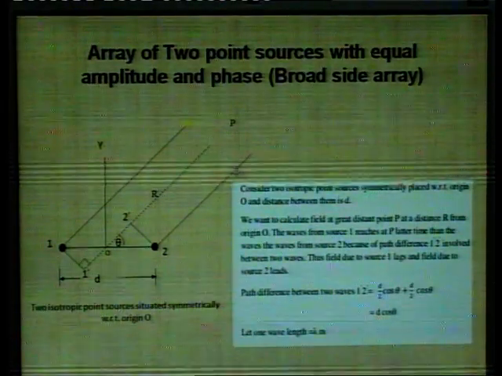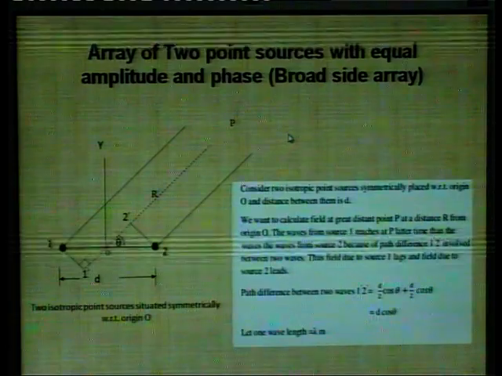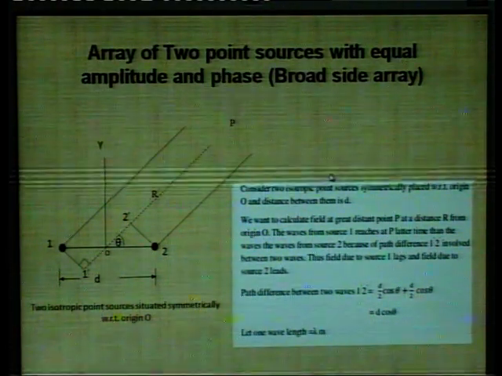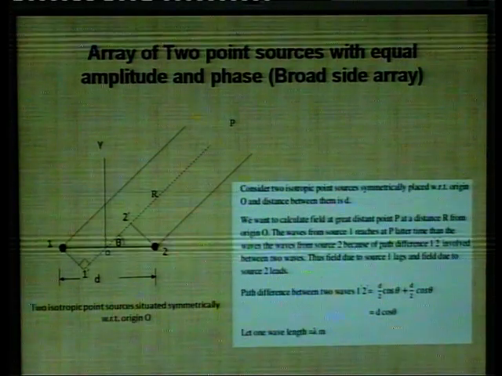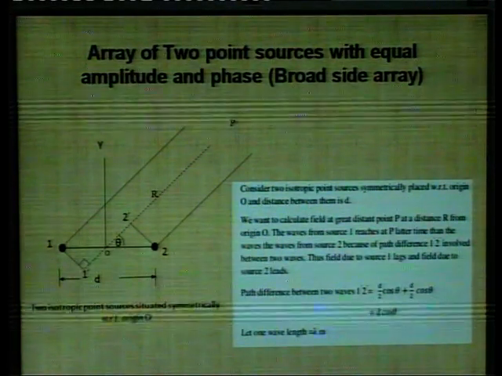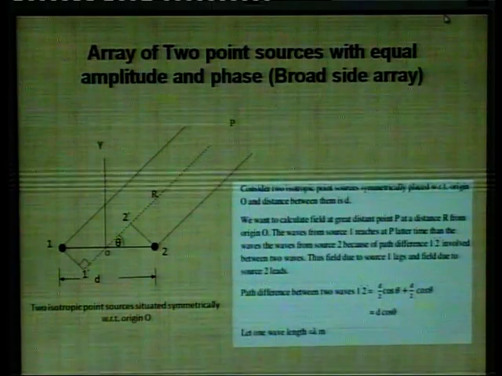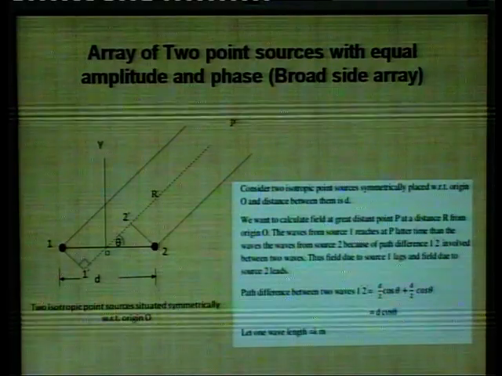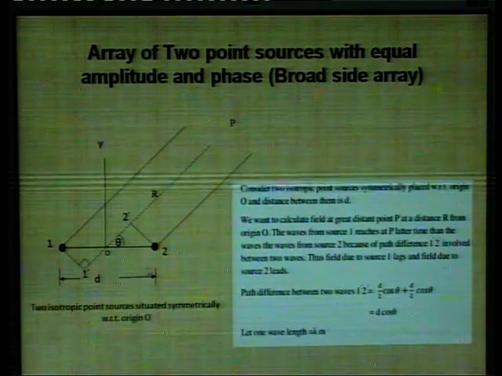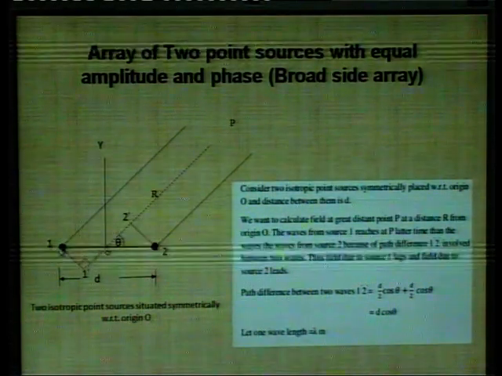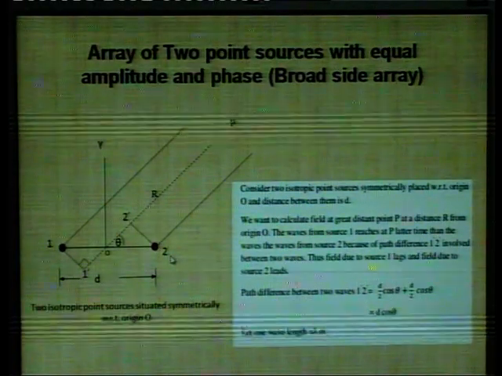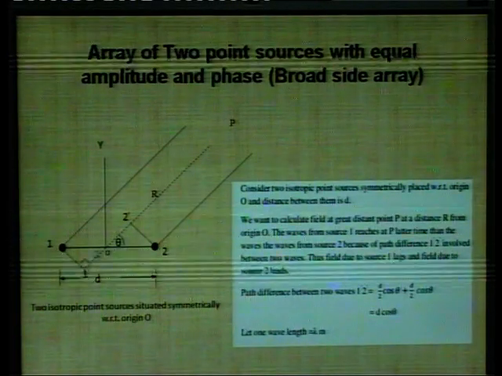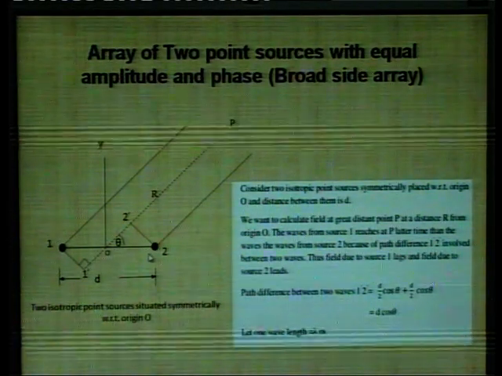Next, we will take the case of how the energy from two point sources, from two antennas, adds to each other. So we will take the example of an array of two point sources with equal amplitude and phase. Here are two antennas, antenna number 1 and antenna number 2. Suppose the spacing between the antennas is d.